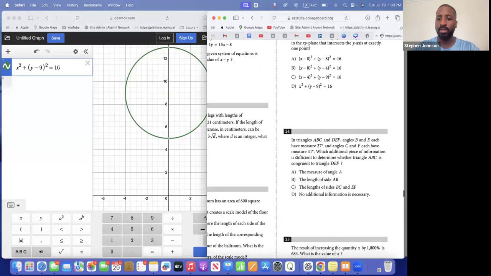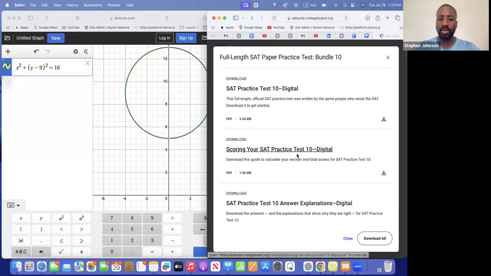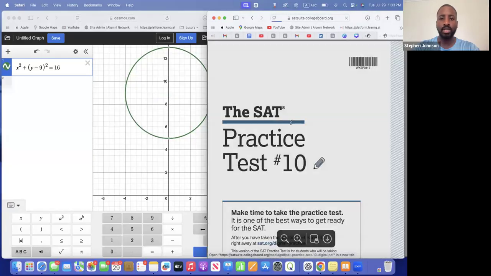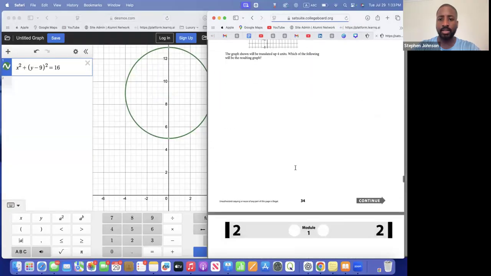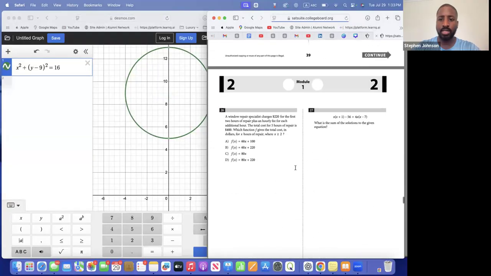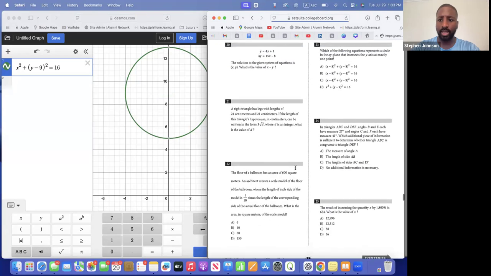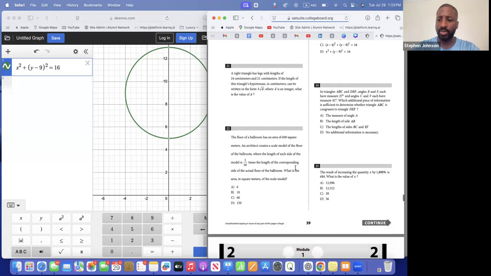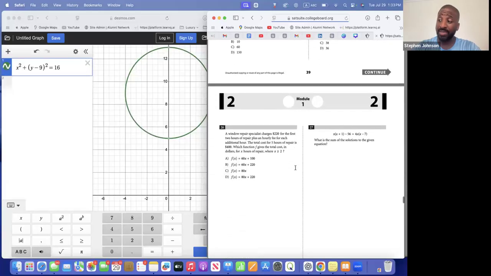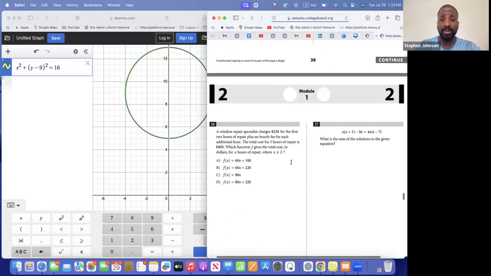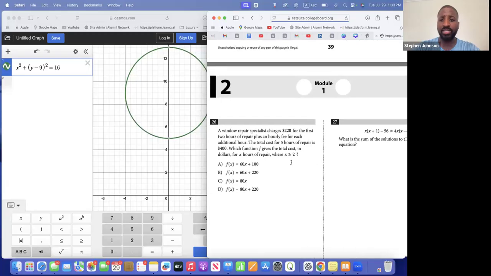Question 24, no diagram, no equation, so we're not doing that one. Lost my place. And that was 24. And let's see, 25, the result of increasing, nope, that's not an equation. 26, the answers have equations. So again, let's check it out at least. 26, a window repair specialist charges $220 for the first 2 hours of repair plus an hourly fee. I'm going to just skip over that one.